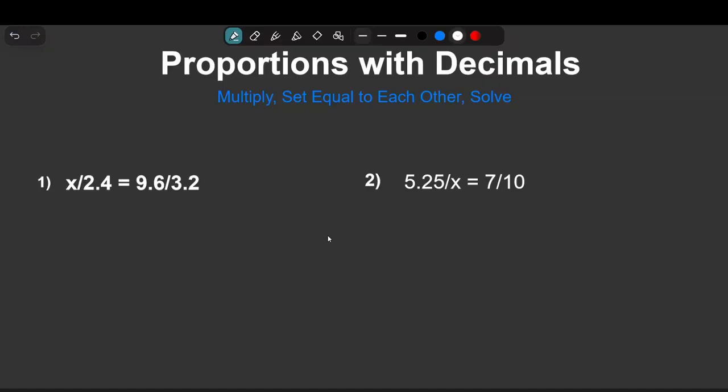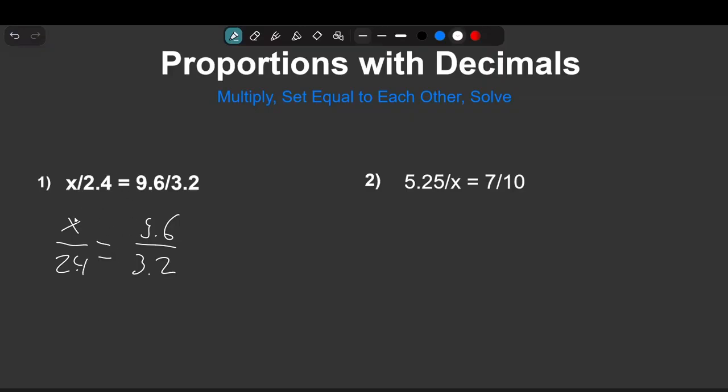So let's jump into number 1, where we have x over 2.4 equals 9.6 over 3.2. So the first thing I want to do is rewrite this problem a bit differently, like this, so we can start our cross multiplication. So we have x over 2.4 equals 9.6 over 3.2. If you have it like this, you can start cross multiplying.